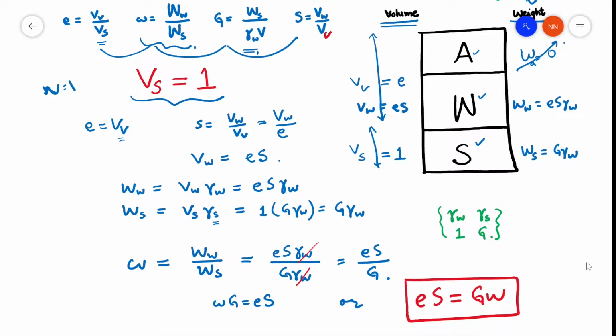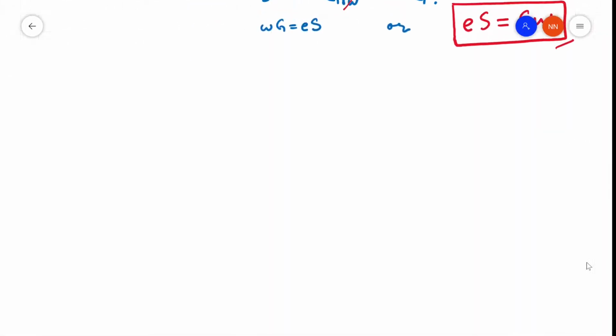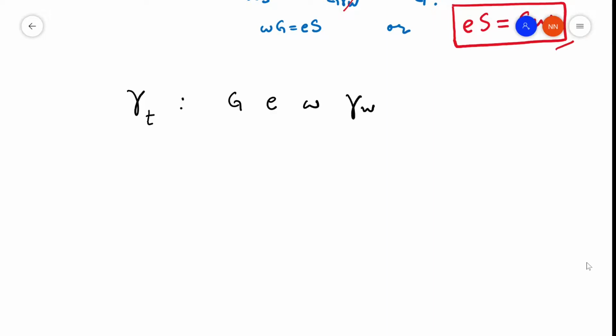This relation can also be used to derive other important relationships between the soil parameters. Now let's look at another very important relationship between the soil parameters, which is the relationship between unit weight and the specific gravity, the void ratio, water content, and the unit weight of water. We will derive a relationship for the total unit weight, expressed in terms of G, E, W, and gamma W.